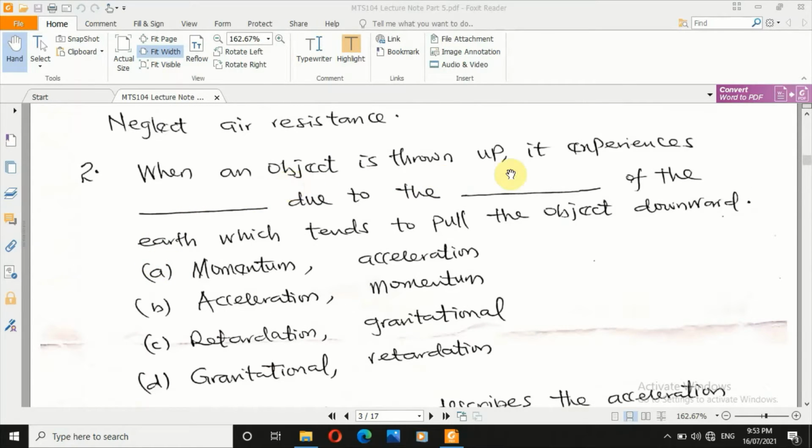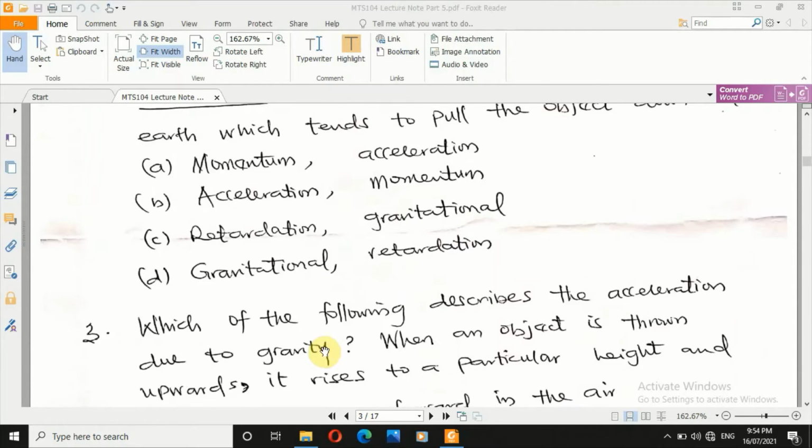When an object is thrown up, it experiences dash due to the dash of the earth, which tends to pull the object downward. Now, if you look at this question, when an object is thrown up, it experiences something. What is that thing? Can you guess? You can drop the answer in the comment section. But what exactly will make the object come down again? The options are: momentum and acceleration; acceleration and momentum; retardation and gravitational; gravitation and retardation. So pick the correct answer.